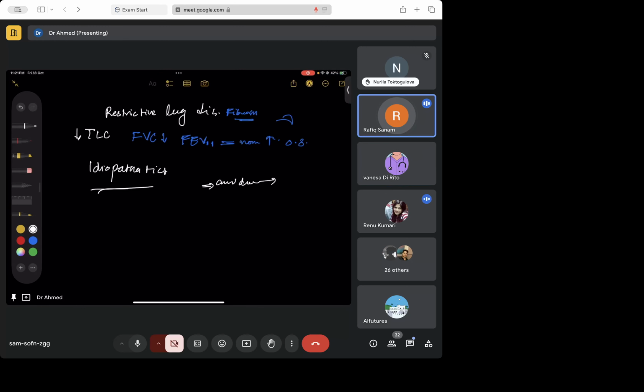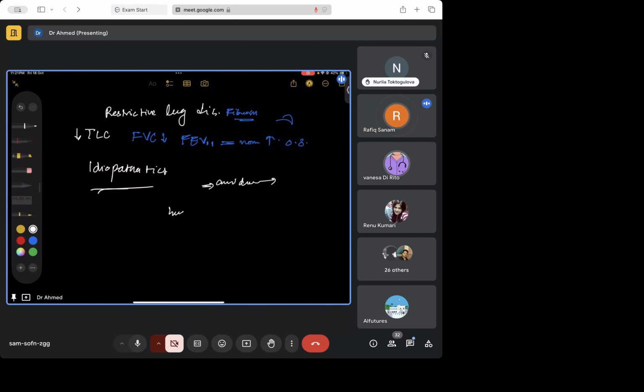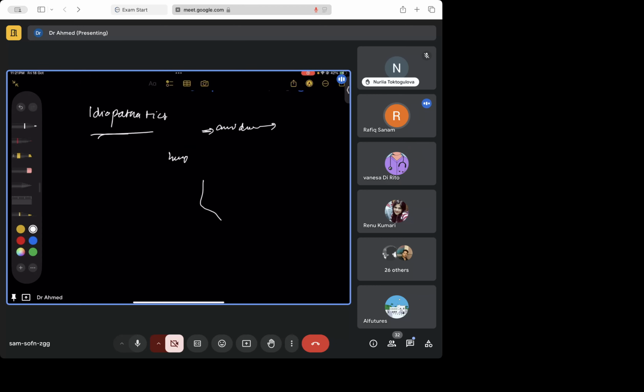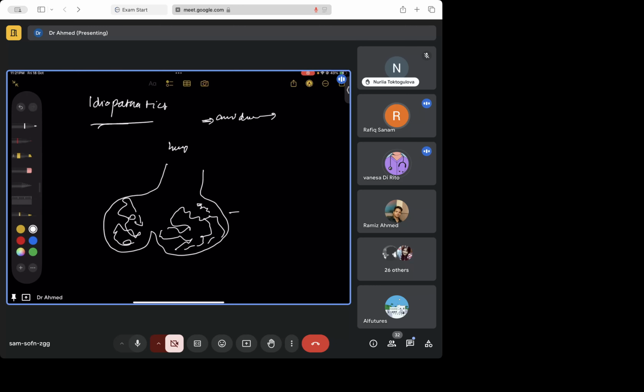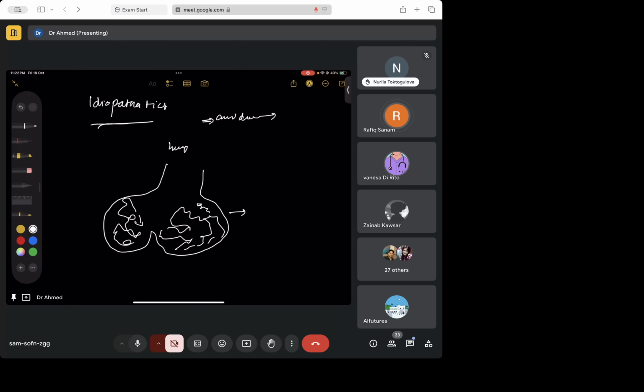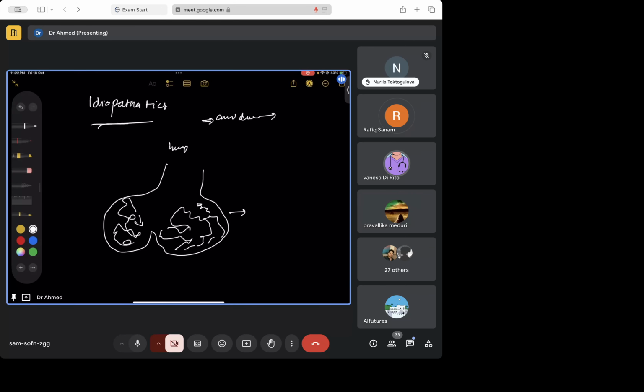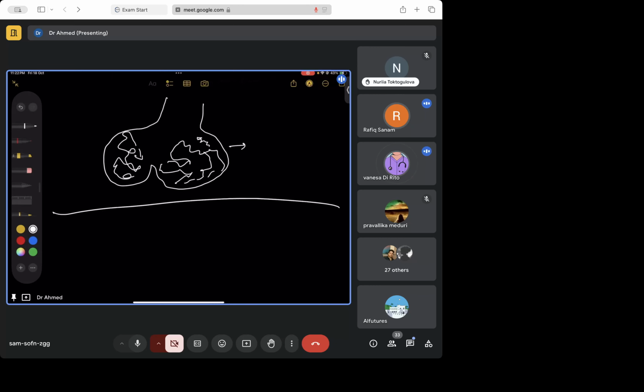Honeycomb appearance. Yes, you are going to see honeycomb appearance. For example, this is your lung. You are going to see this honeycomb type of appearance, indicating fibrosis. Okay, and what's the treatment option for a person having fibrosis? Lung transplantation. Change their lung. Okay. Now let's discuss pneumoconiosis.